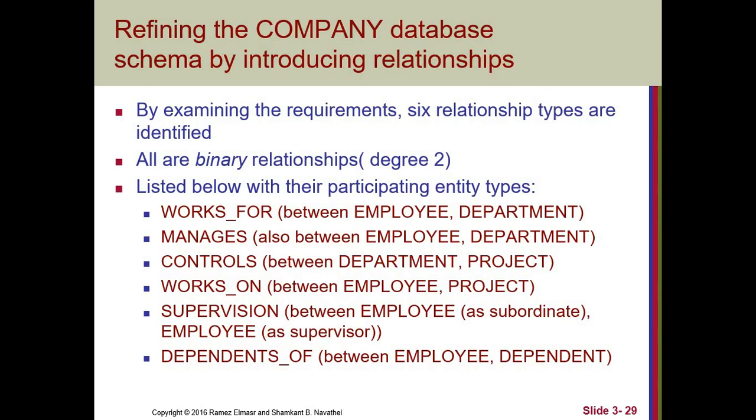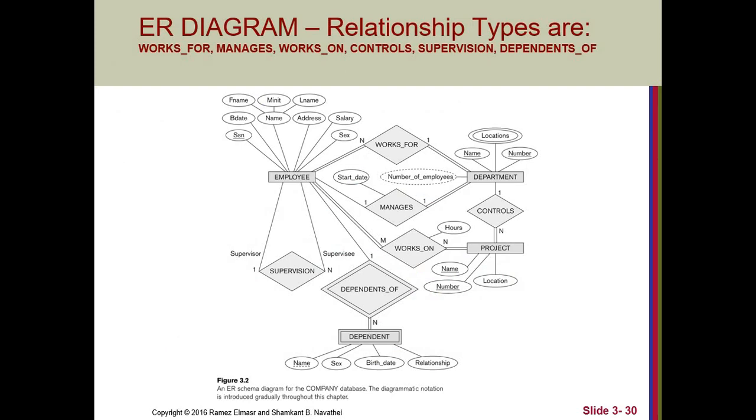If we were to find these in a sentence, they would read as: employee works for department, employee manages department, department controls project, employee works on project, employee supervision employee, employee dependence of dependent. This slide provides an entity relationship diagram, including all relationship types within it.